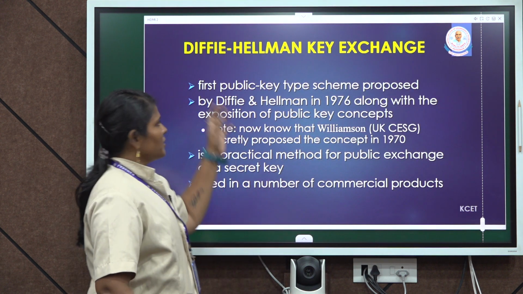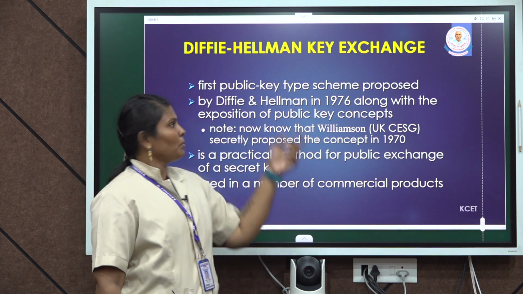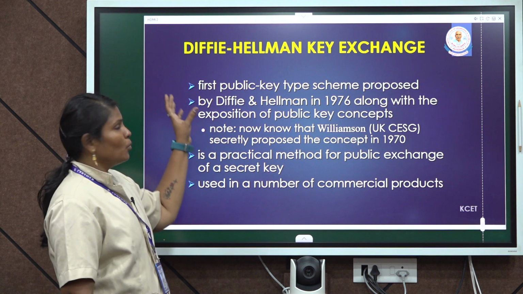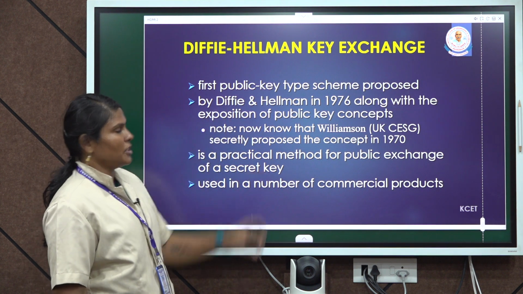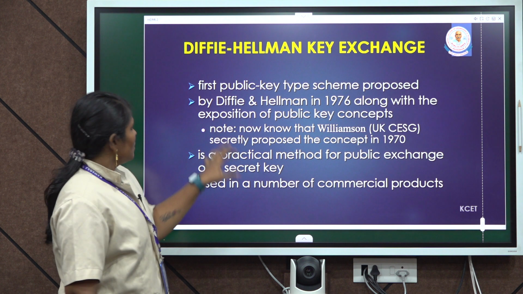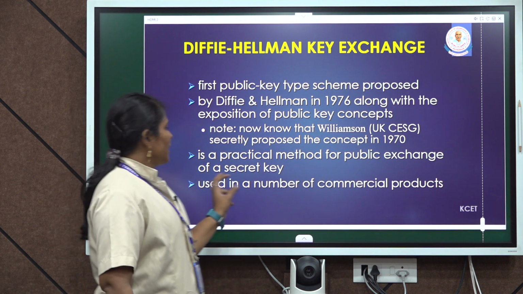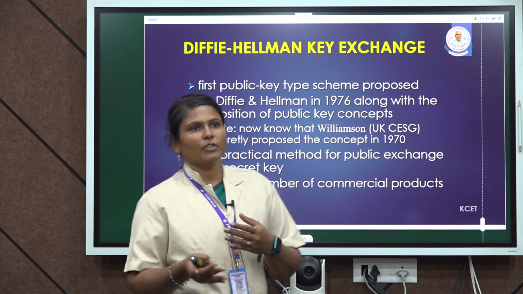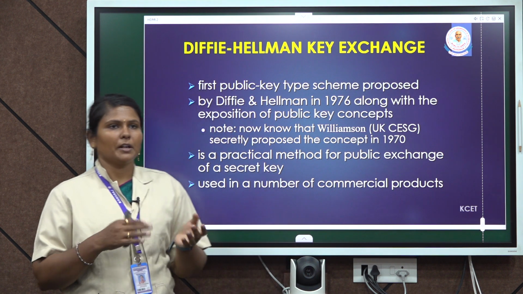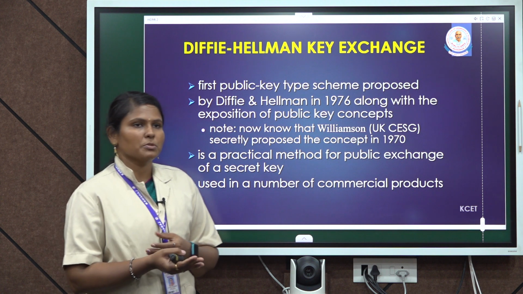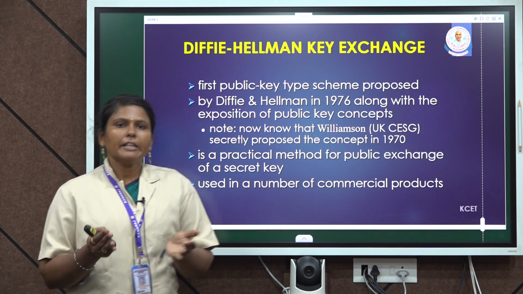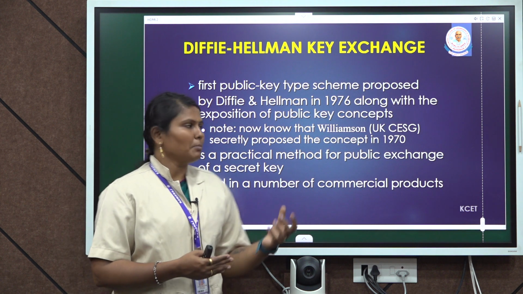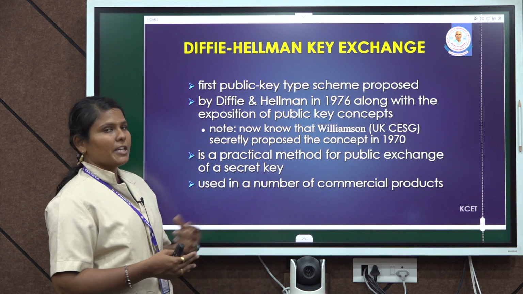First, it was a public key type scheme proposed by Diffie and Hellman in the year 1976. It is a practical method for public key exchange of a secret key. As I already told you, in the public key crypto system we need to keep the keys secret. In the symmetric encryption system also, we have to keep the keys secret. So in order to exchange the key between the sender and the receiver in a secret manner, we have to use this Diffie-Hellman key exchange effectively.